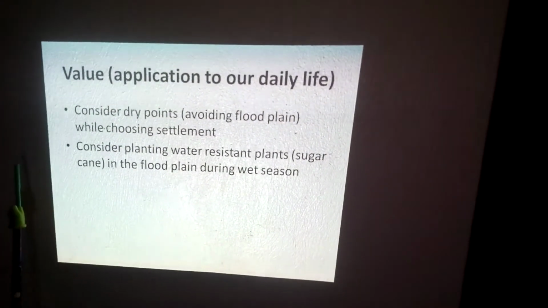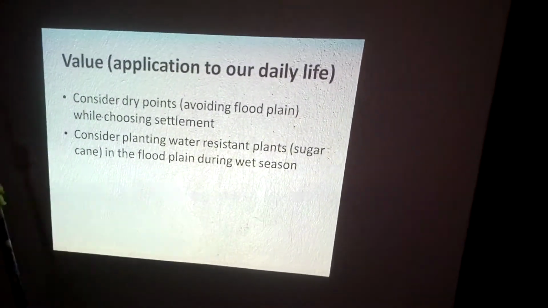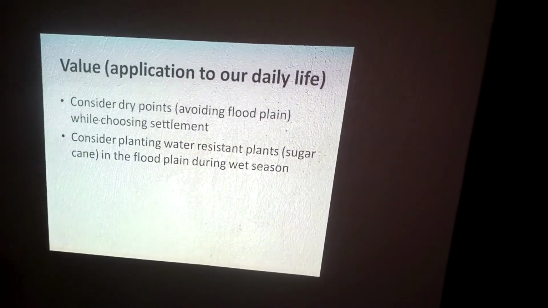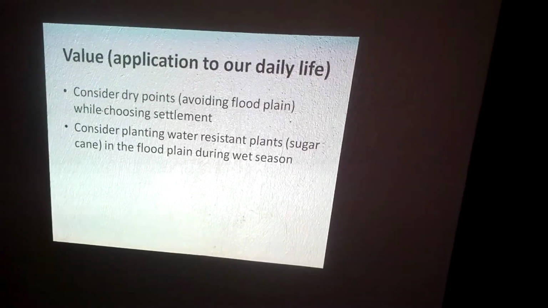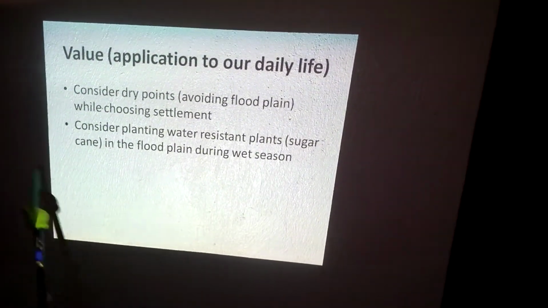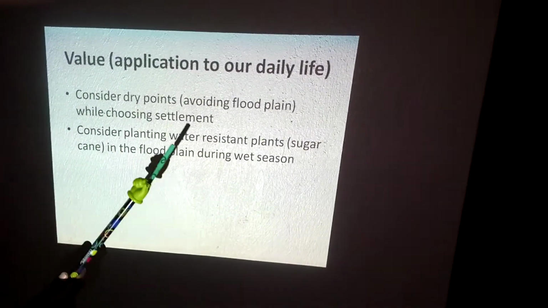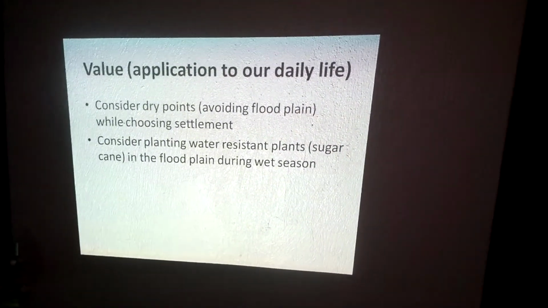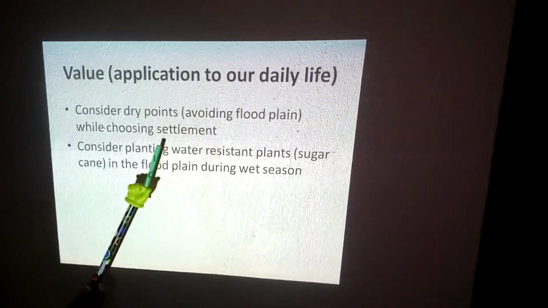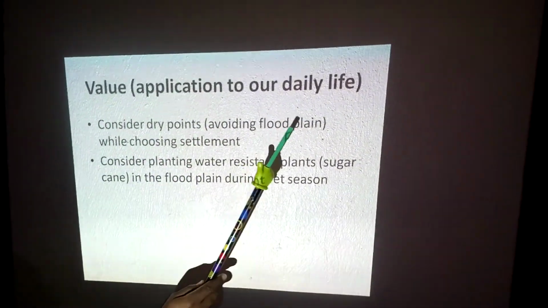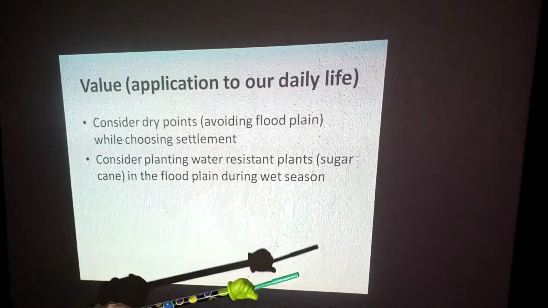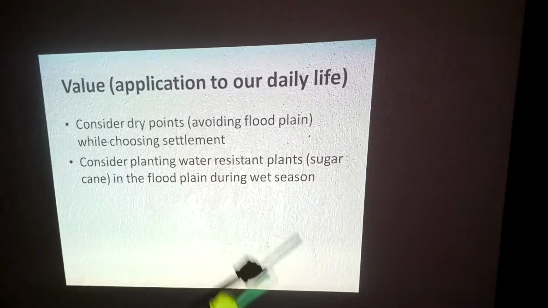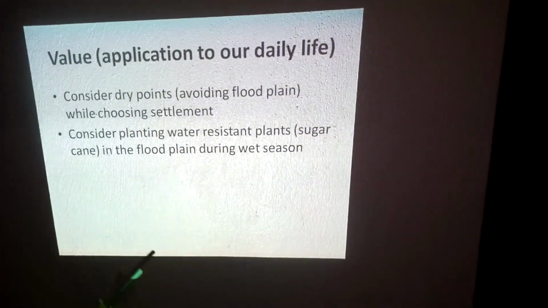So in our daily lives, what can we learn from this? There are some areas that are subject to flooding, especially those areas between steep slopes and in the floodplains of rivers in urban areas. So people in those areas should avoid settling in the floodplains, because as the discharge goes beyond the banks, there will be flood. So they need to settle on dry points.